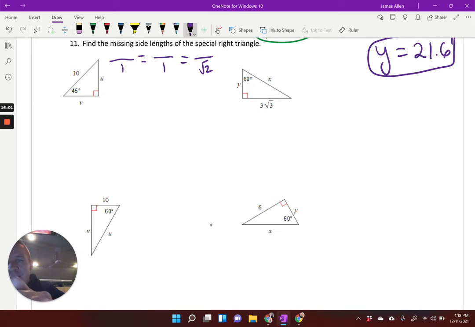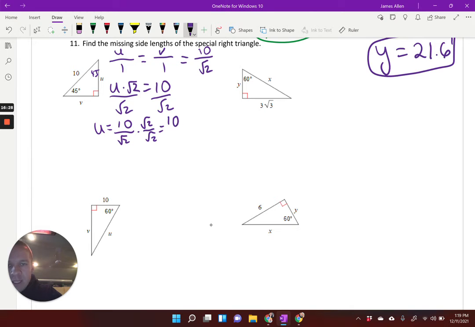This is a 45, 45, 90 triangle, so it's going to have the 1, 1, root 2 proportion. Now, across from a 45 is U. Across from the other 45, which that's 45 right up here, that's V across from it. And then I've got 10 across from the 90. Cross multiply. I'll do U times root 2 equals 10 times 1. And then I'm going to divide by root 2. So I get U equals 10 over root 2, but we know we cannot leave it like that. I need to rationalize. So I get 10 root 2 over square root of 2 times square root of 2, which is square root of 4, which is 2. And then I got to reduce that to 5 root 2.